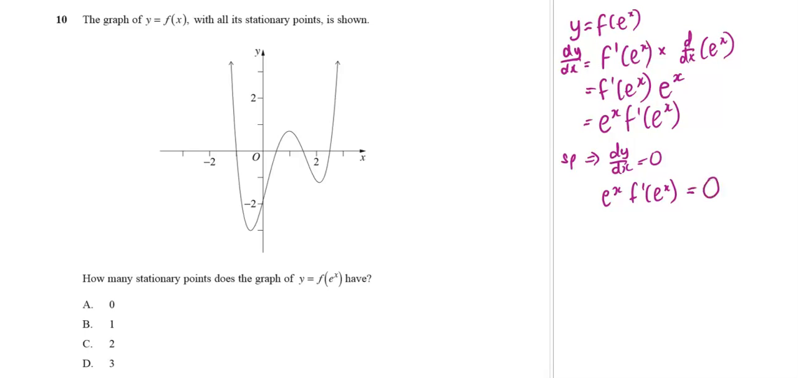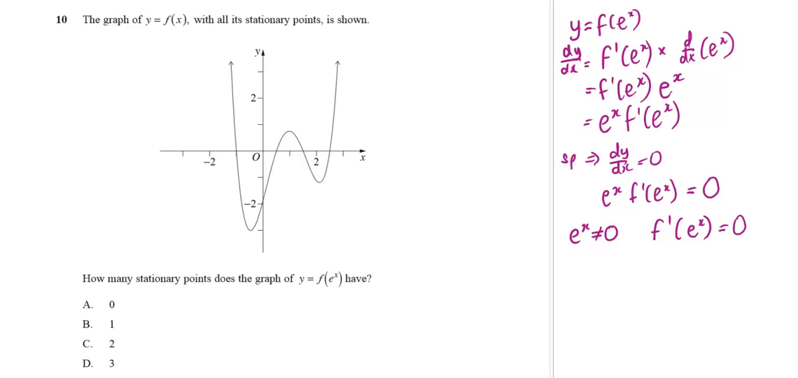By null factor theorem, a product is 0 if the first factor is 0 or the second factor is 0, but we know that e to the x can never be 0. So it must just be when f dash of e to the x equals 0. That's when the stationary points will occur.